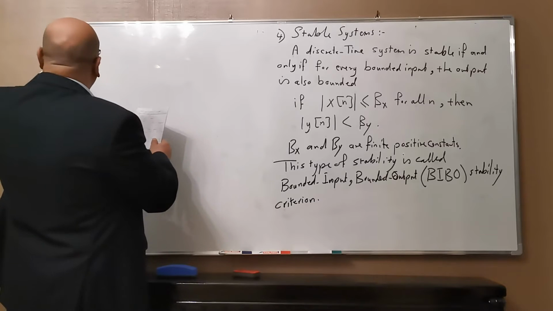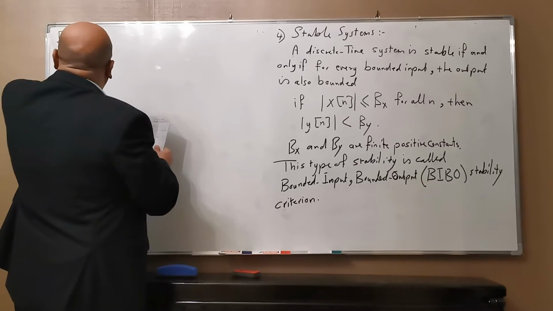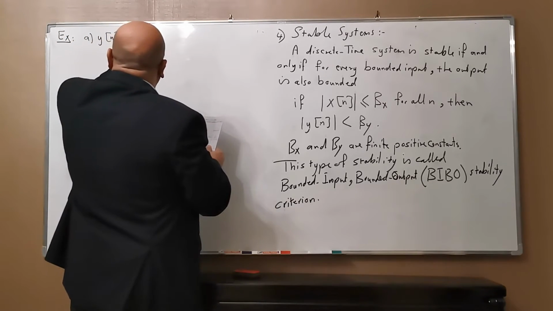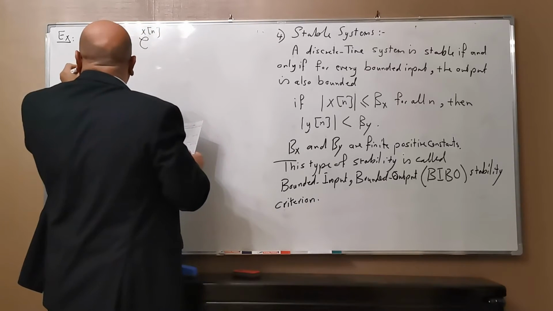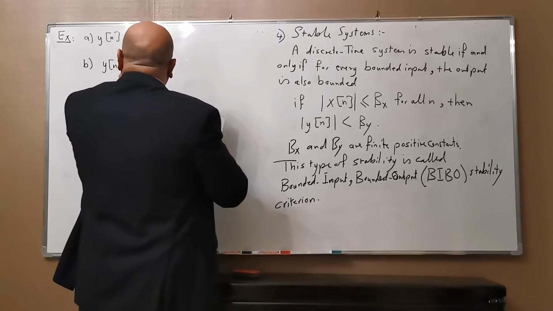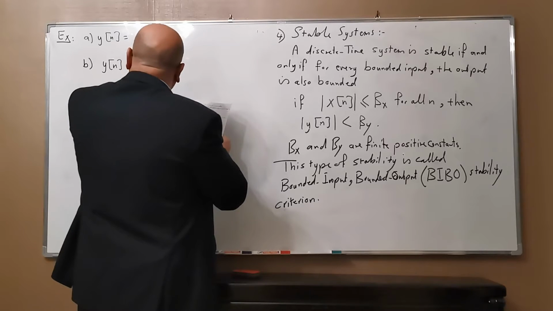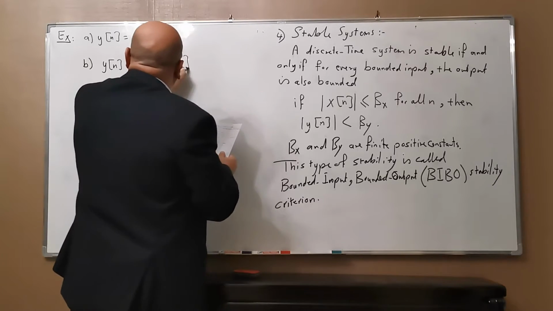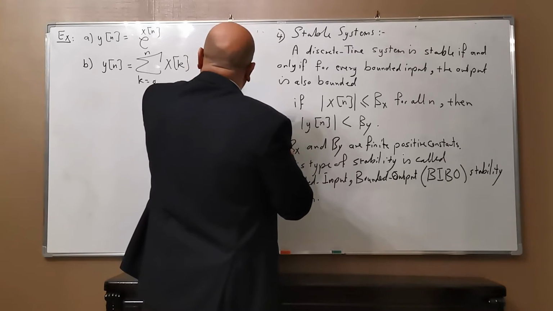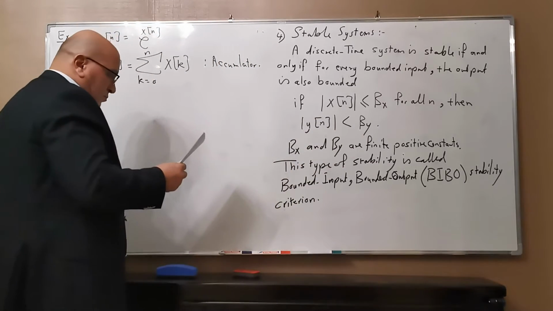Let's see those two examples. Examples: A, y of n is equal to e to the x of n, and B, y of n is equal to the summation from k equals 0 up to n of x of k. This system here is called an accumulator. It accumulates values.